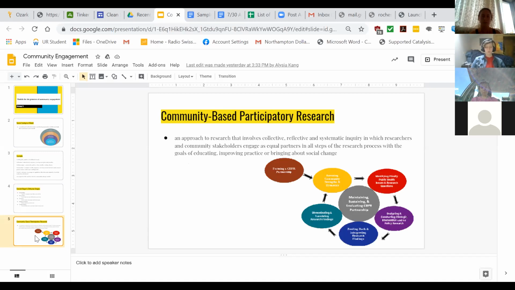And then community-based participatory research is an approach that involves collective, reflective, and systematic inquiry in how we can engage as equal partners in the research process, and how we can educate ourselves and educate others about actually bringing out the social change.